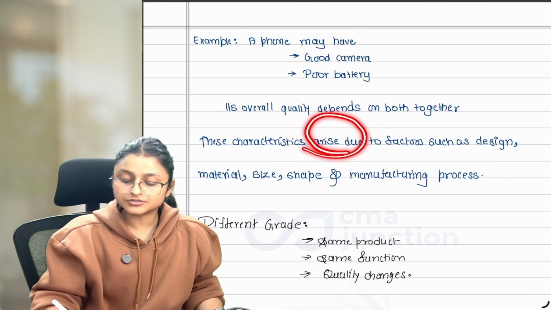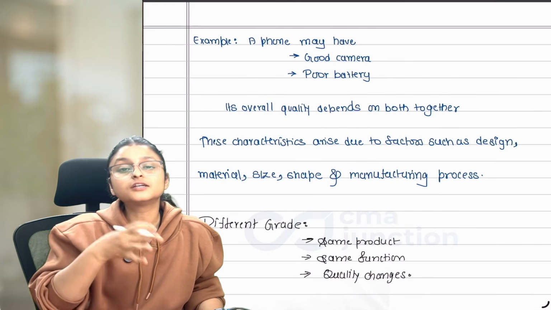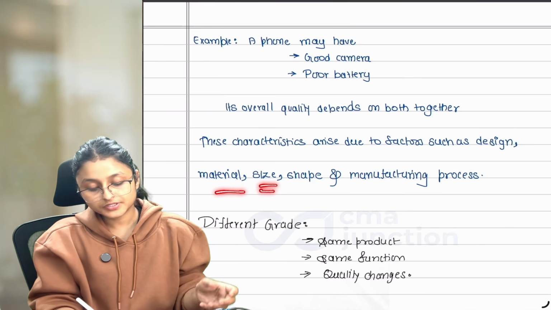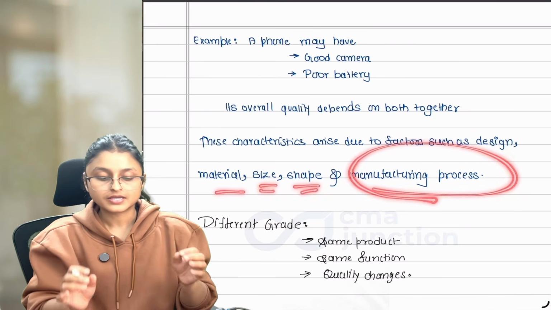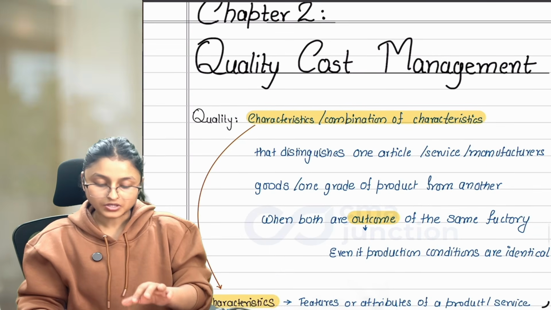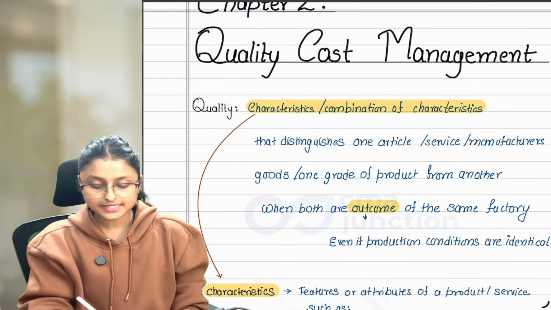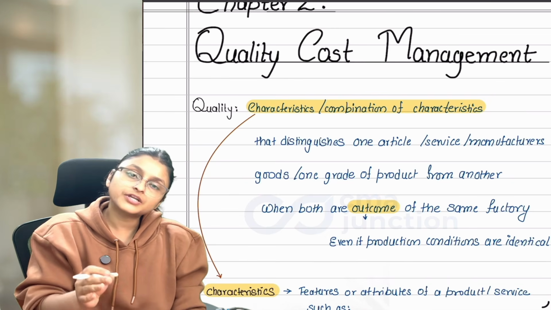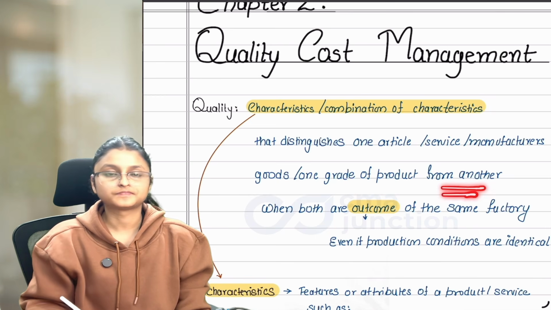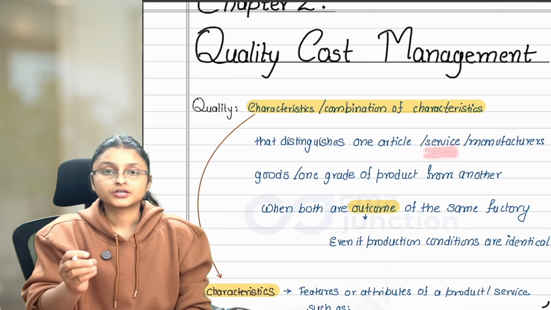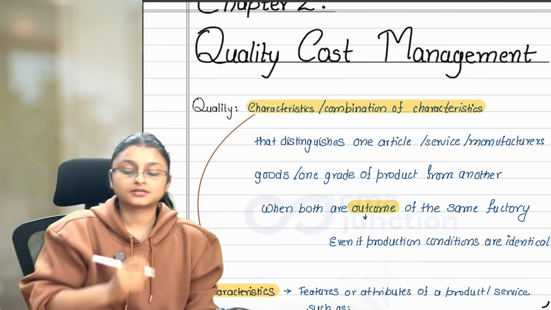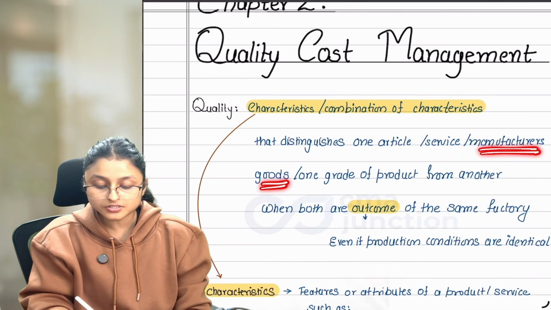These characteristics arise due to, think about it, why are these characteristics different in different products? Because they have different designs, different material, different size, shape and manufacturing process, and that is why they are differentiated from each other. So quality is a characteristic or combination of characteristics that distinguishes, means differentiates, one product, one article from another. If you are taking teaching services from me, one service from another. One manufacturer's goods from another.